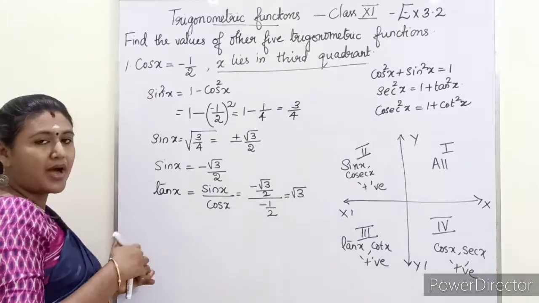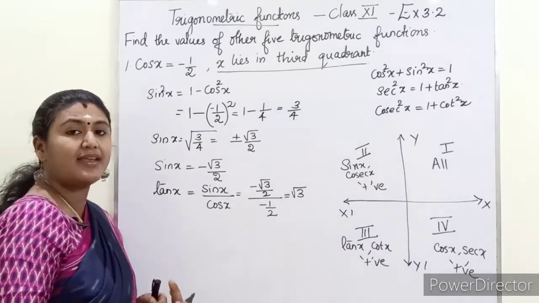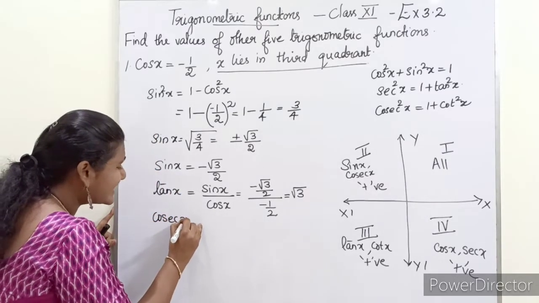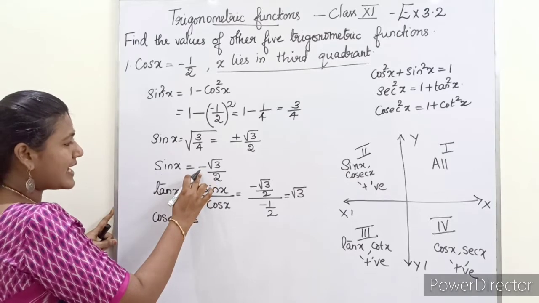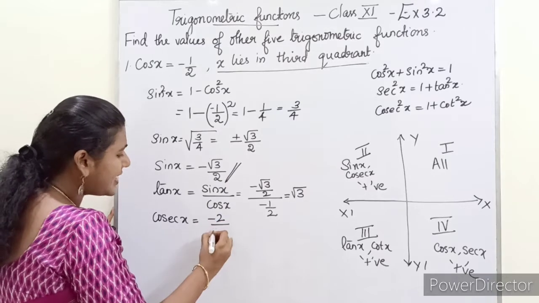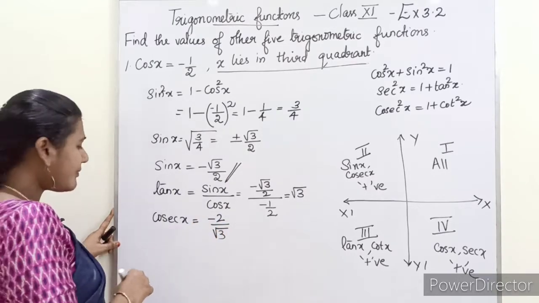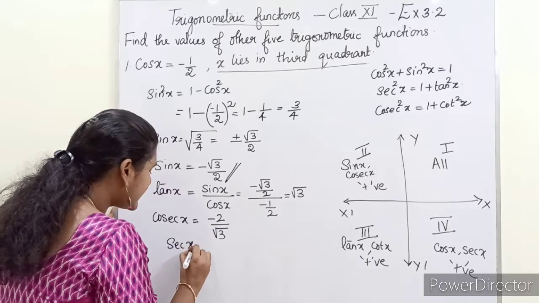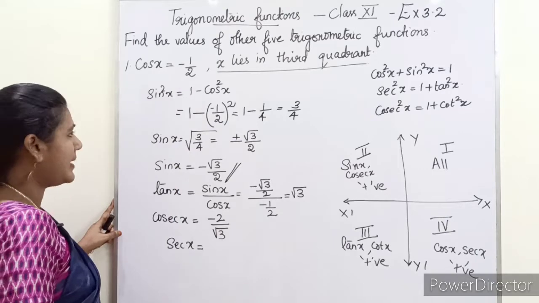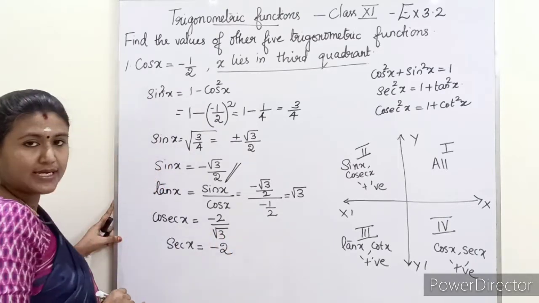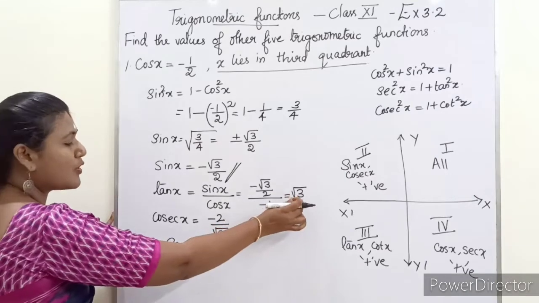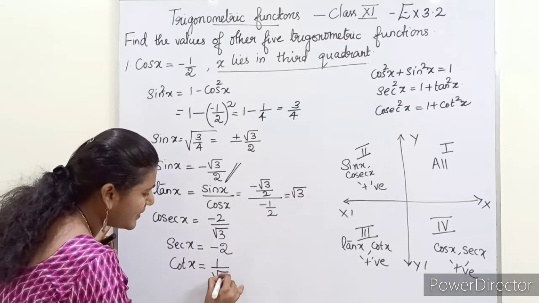Now we will write the remaining 3 trigonometric functions. So the remaining 3 are the reciprocals only. So cosec x is the reciprocal of sin x. So we got sin x is equal to minus root 3 by 2. So cosec x will be minus 2 by root 3. Then sec x is the reciprocal of cos x. So we have cos x is equal to minus 1 by 2. So the value of sec x is minus 2. Then the last function is cot x. Cot x is the reciprocal of tan x. So the answer is 1 by root 3.